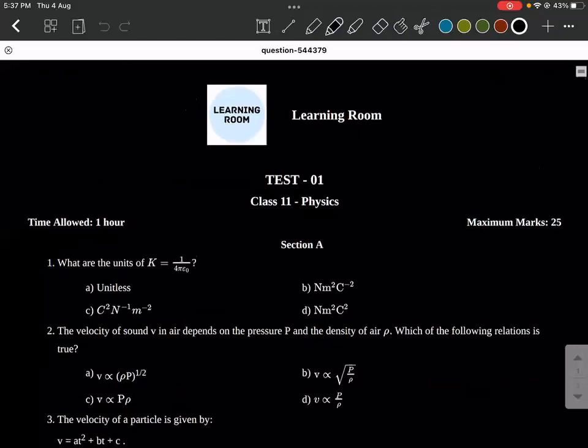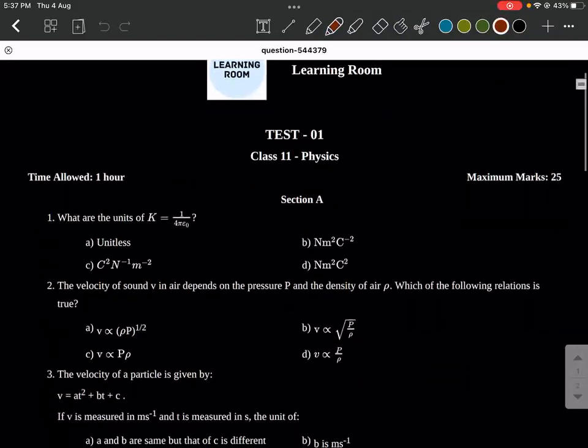So this was the paper, we had it on the other day, right? Yeah. So we'll discuss it. Okay, the first one would have been a tough one for you. No problem. That's Newton meter square per coulomb square. So you'll learn about this, don't worry. The answer is Newton meter square per coulomb square.